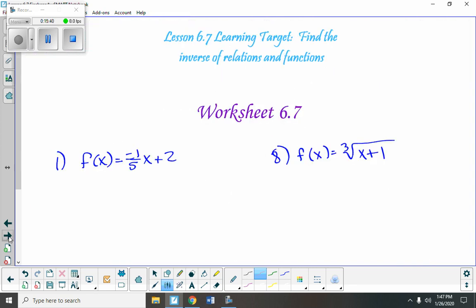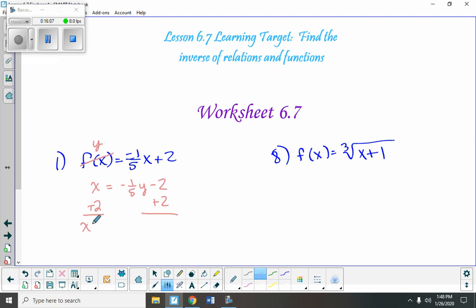To practice this, we have a worksheet that we're going to do, and I want to just work out a couple problems with you here real quick. First of all, we're finding the inverse. So f of x is like a y. We're going to call that y. To find the inverse, we're going to switch the x and the y and solve for y. So now we'll add 2 to both sides.